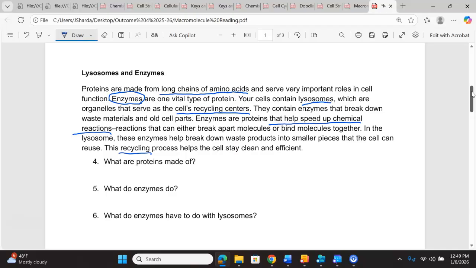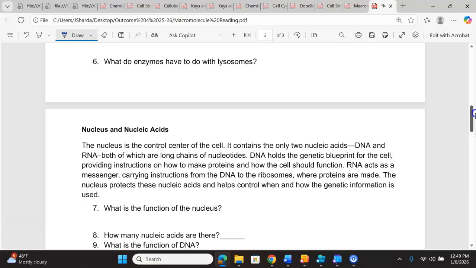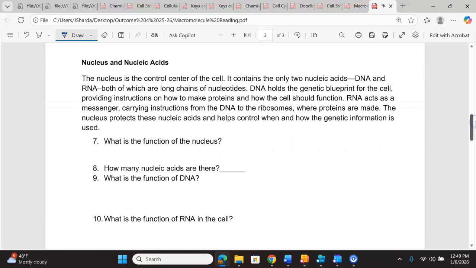Okay. So here we want to see you put the relationship together: how are enzymes related to lysosomes? See if you can put that together in a sentence there. What is the relationship between those two terms? All right, the next macromolecule are nucleic acids.